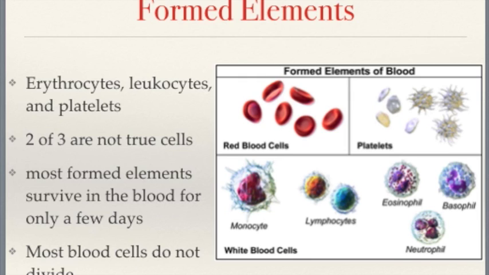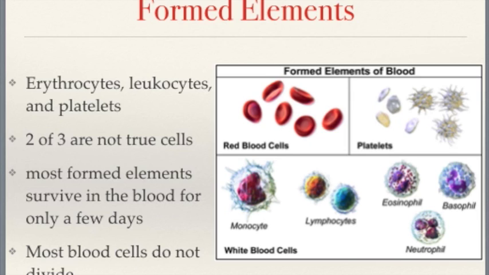Two of these are not even true cells, and you could probably figure that out pretty quickly: platelets are fragments of cells, so they're not really true cells. And red blood cells do not have a nucleus or other organelles and do not undergo mitosis. They're really just bags of a protein called hemoglobin, so they're not really true cells either. The only formed elements that are true cells are the white blood cells or the leukocytes. Most of these do not survive very long in circulation.